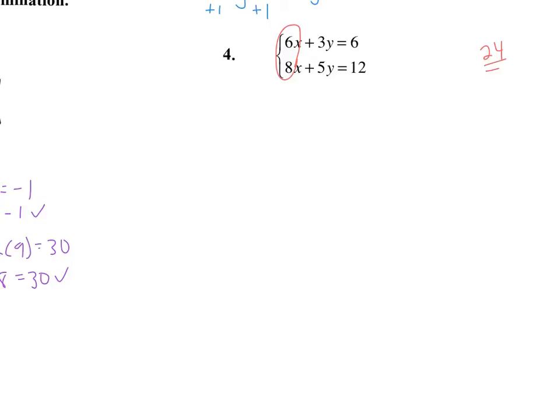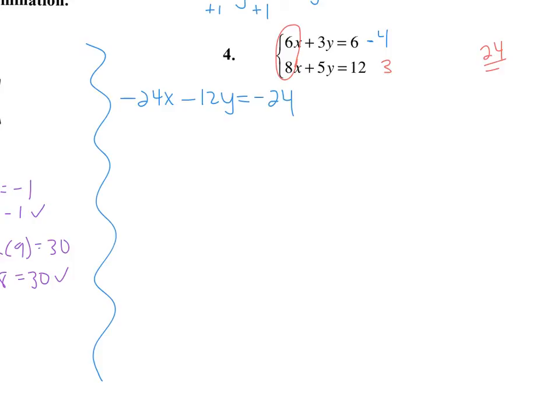So I'm going to multiply my top equation by 4. That will give me a 24x. And I'm going to multiply the bottom equation by 3, which will give me a 24x. Now I need one of these to be negative, so I'm going to make the first equation negative. So multiplying the top equation by negative 4, I get negative 24x minus 12y equals negative 24. Multiplying my second equation by 3, I get 24x plus 15y equals 36.